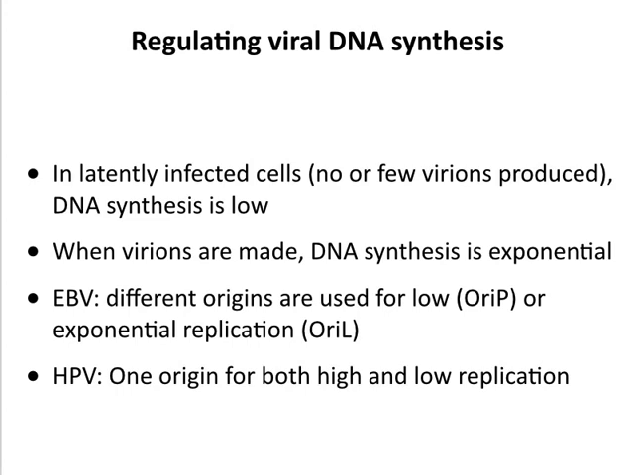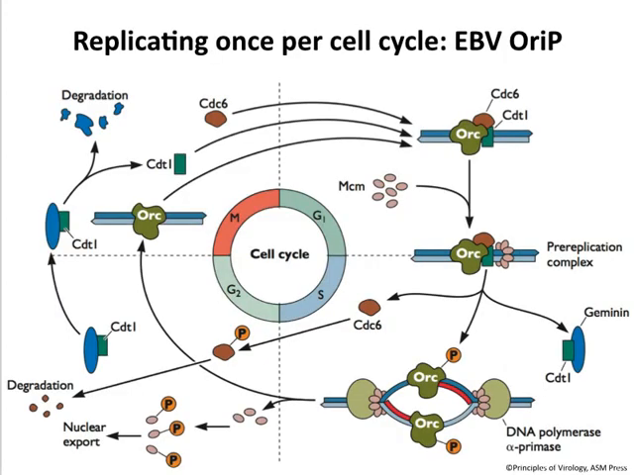There are others that use one origin. Human papillomaviruses, the agents of warts, have one origin for both high and low replication. And whether it's high or low depends on the cellular environment that the virus is in. So I'm going to show you examples of these two. First, EBV. So don't get scared by this slide. You don't have to memorize it.